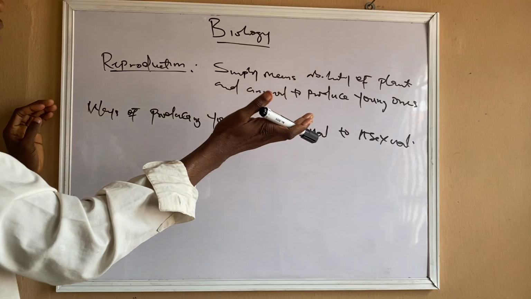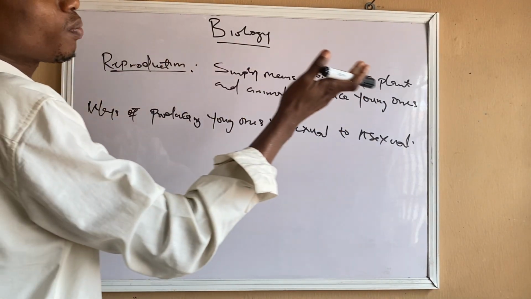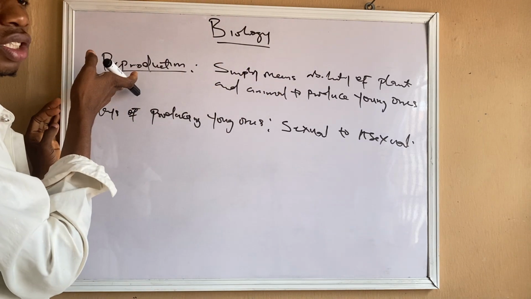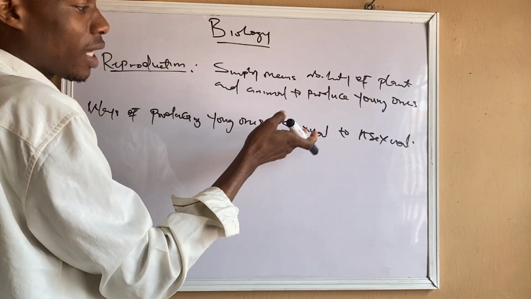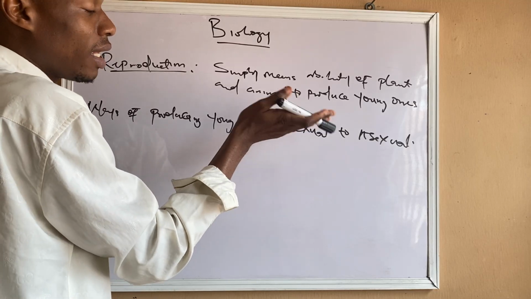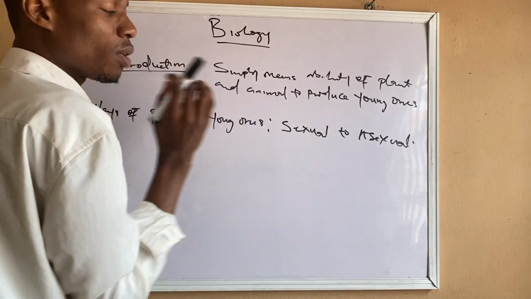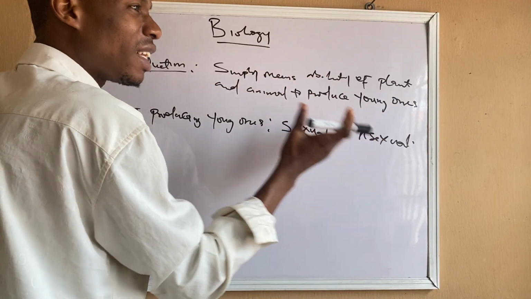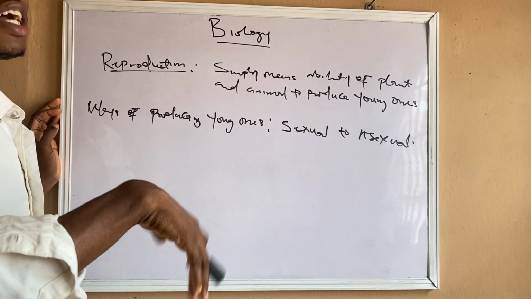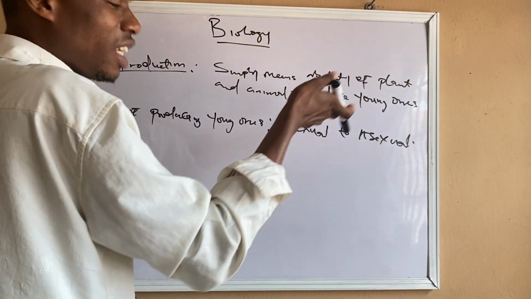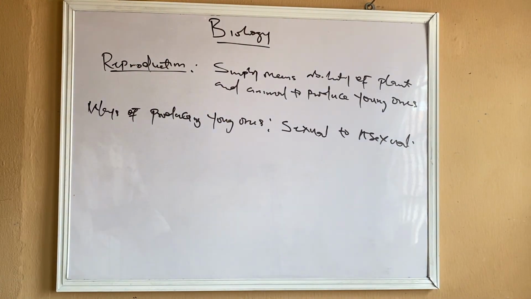Because there are some plants that use sexual reproduction, and there are some plants that use asexual reproduction. Also, the majority of animals use sexual reproduction, even though some animals are hermaphrodite in nature. Despite being hermaphrodite in nature, they still use sexual reproduction. Fine. Now, what is sexual and asexual?